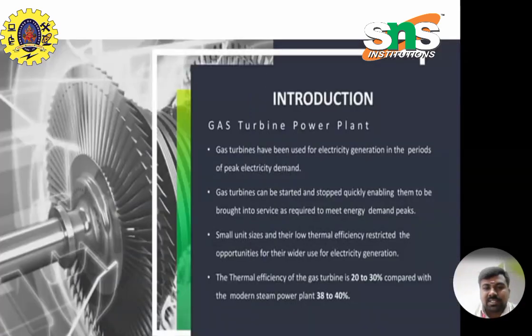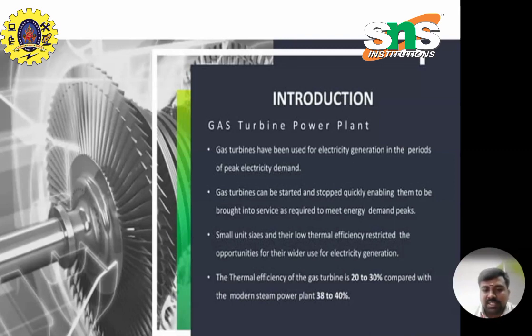Gas turbines have been used for electricity generation in periods of peak electricity demand. Gas turbines can be started and stopped quickly, enabling them to be brought into service as required to meet the energy demand peaks. They are mostly used in periods of peak electricity demand.